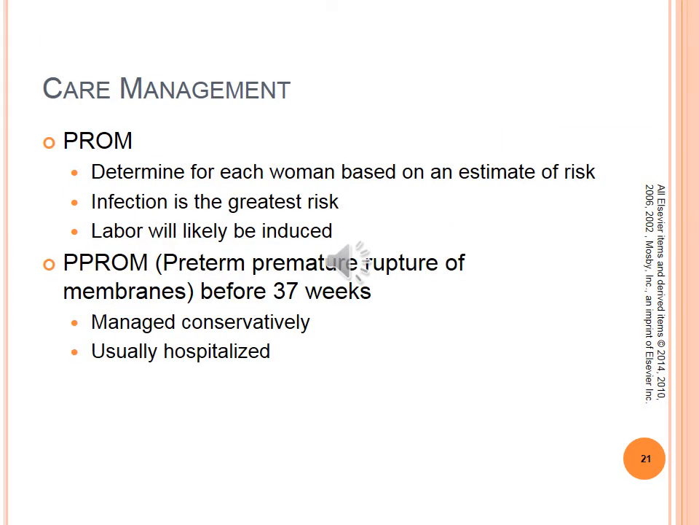PROM is premature rupture of membranes, managed for each woman based on an estimate of risk. Infection is the greatest risk. Labor will likely be induced. PPROM is the preterm premature rupture of membranes before 37 weeks, managed conservatively and usually with hospitalization.